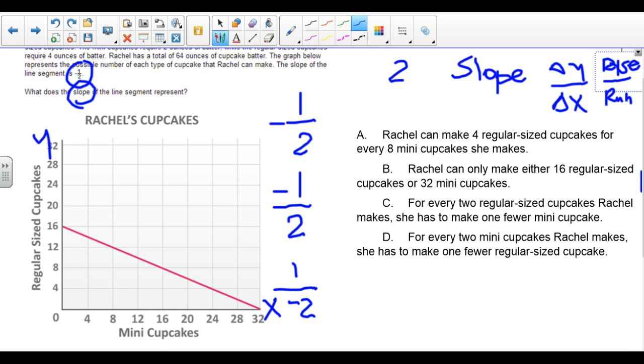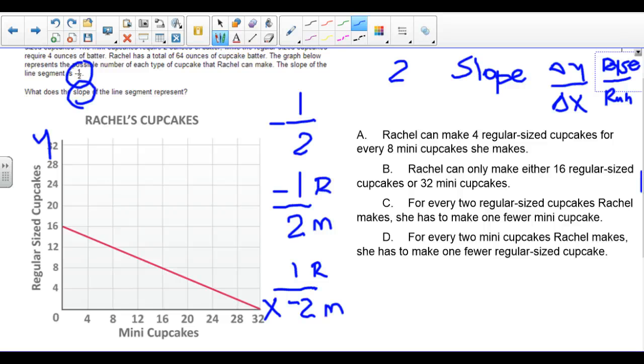Okay, so here it says Rachel can make, so that means for my -1, since it is on y, I will be talking here about regular size cupcakes. I'm going to put an R for regular size, and on the bottom we are talking about the mini size cupcakes. Now that means something will be decreasing, because it's a negative slope.